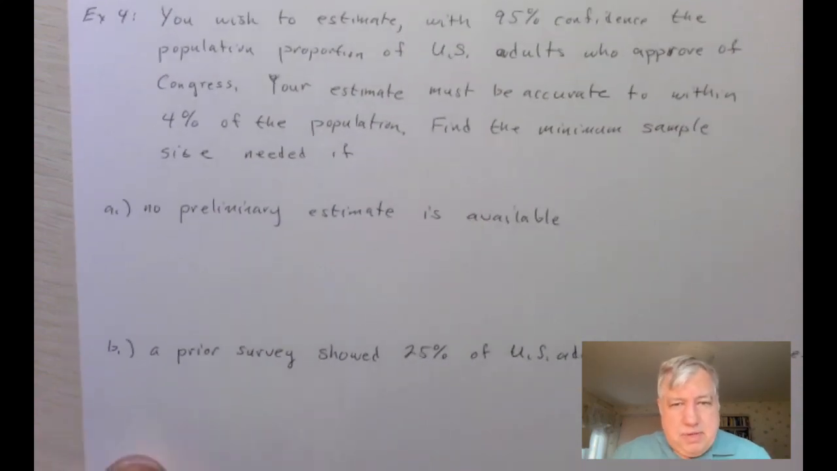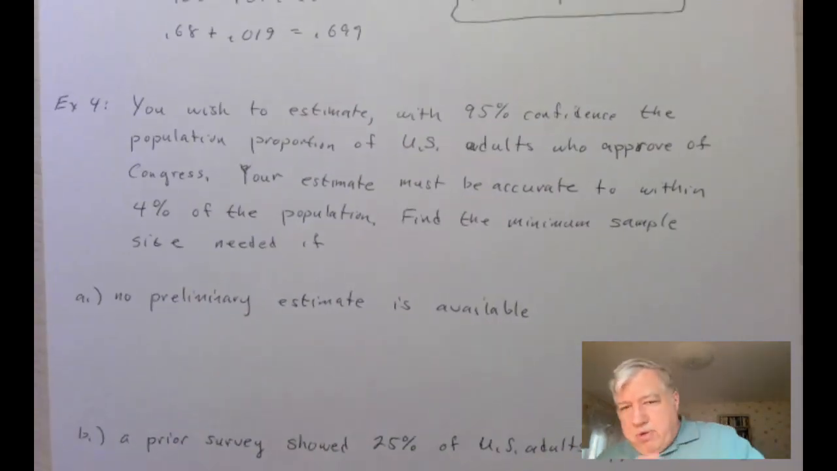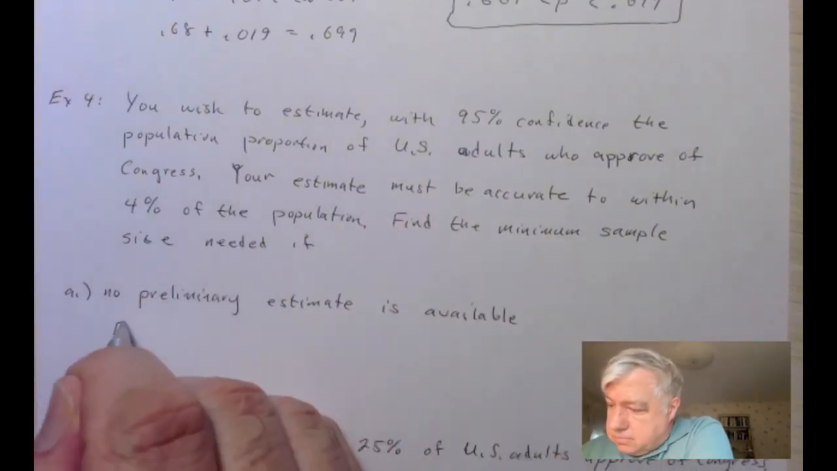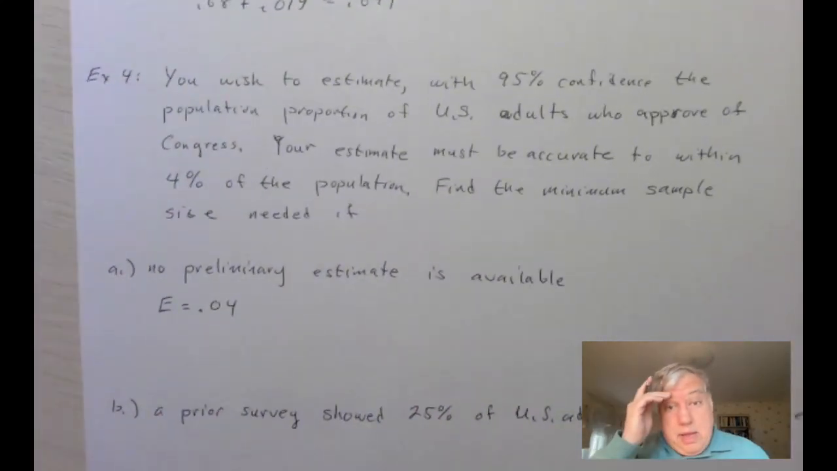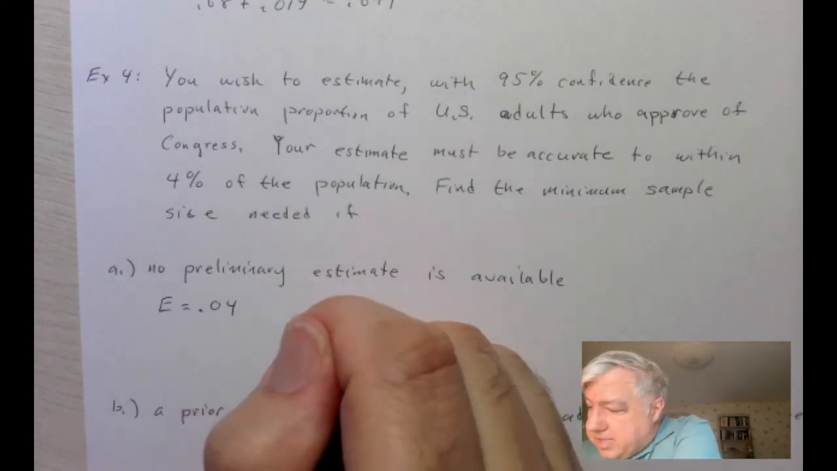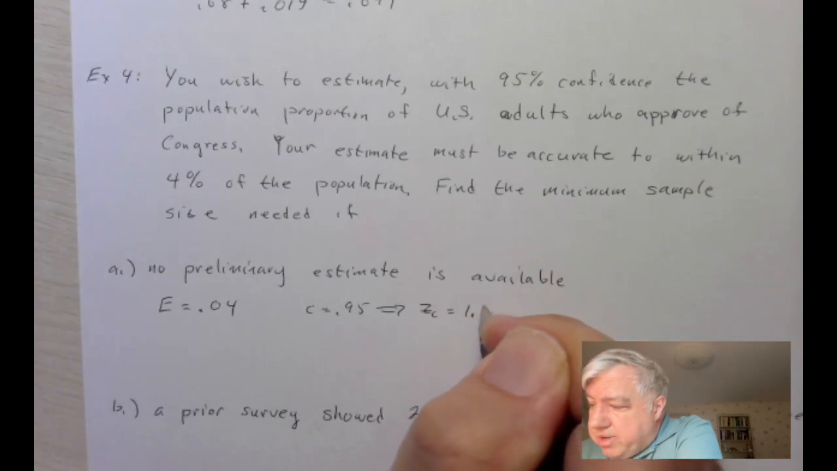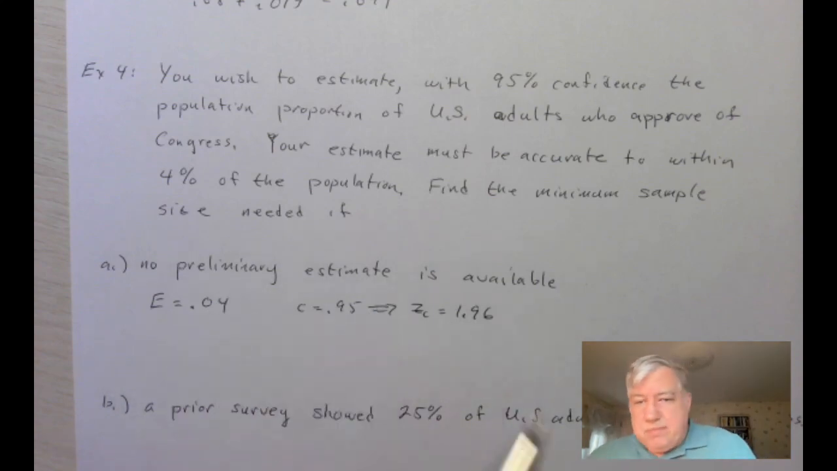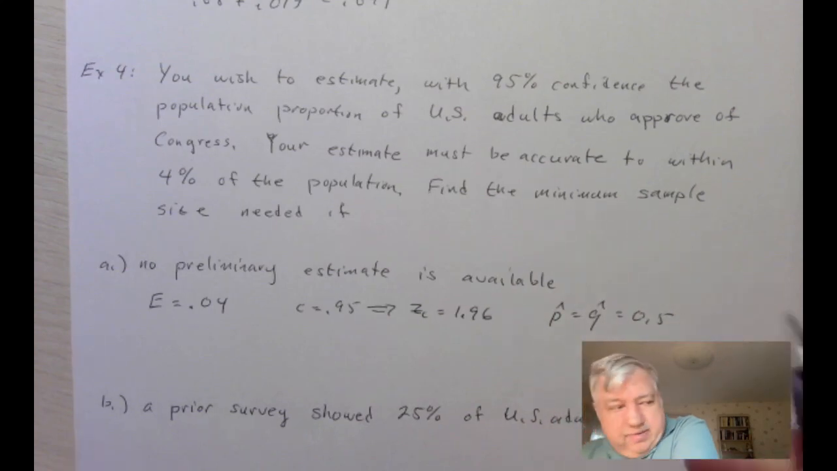Okay, so in this case, the margin of error is 4%. But we don't write E equals 4. We write E equals 0.04. In this case C is 0.95, so Z sub C again is 1.96, and we're trying to find what N is. There's no preliminary estimate available, so we're going to let P hat and Q hat be 0.5.